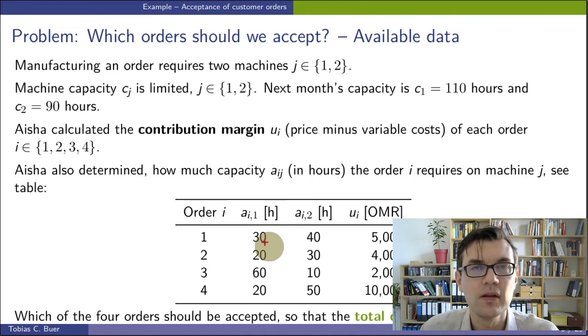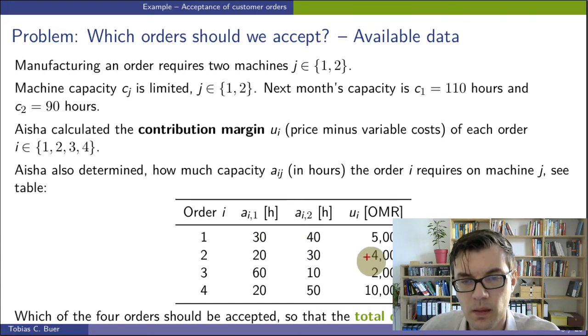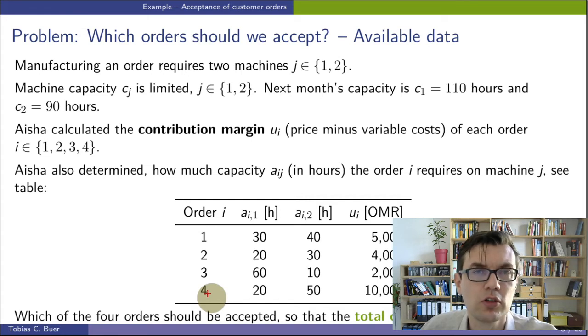For example, we are talking about wood processing, and one machine could be sawing, and the other could be polishing of wood or painting. Now, this is the data that we are given. And now the question is, which of these 4 orders should we accept so that our total contribution margin is maximum and we do not exceed the capacity to produce these orders?